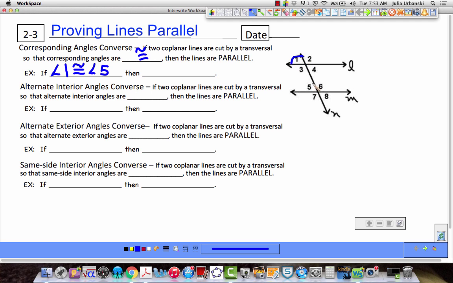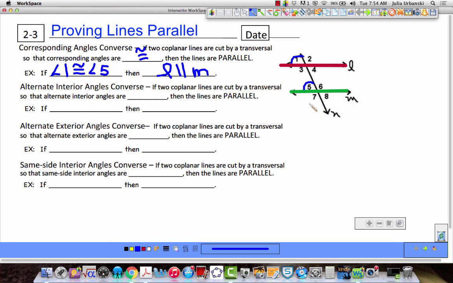This angle is congruent to this angle. What are the two lines? Not the transversal that they're both touching, but the two parallel lines that go through that transversal. What's one of them? Which line is touching angle 1? L. That's L right there. And what line is going through and connecting with angle 5? M. So those are the two lines that then become parallel. L is parallel to M. N doesn't count. N is a transversal that's cutting through both of them.